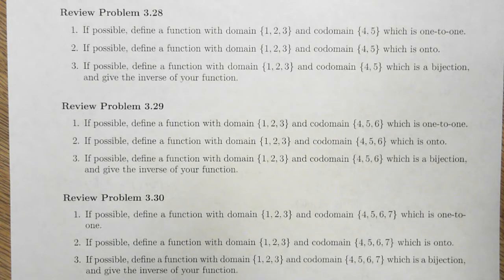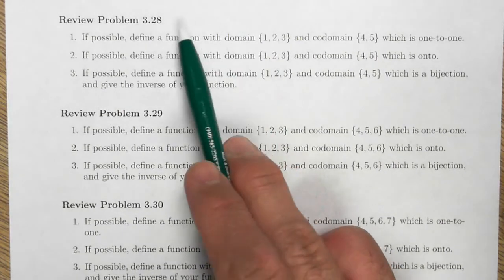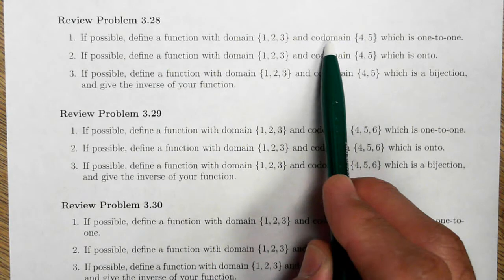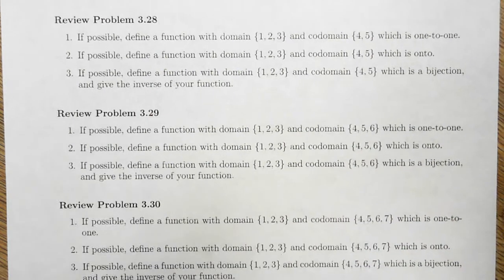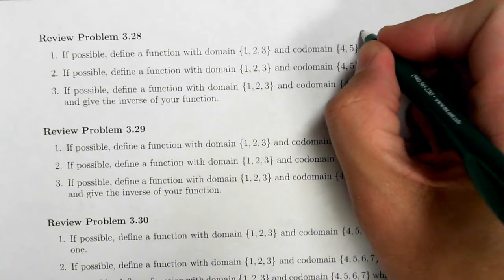Okay, in this review problem, we're going to go over the definitions of one-to-one, onto, and bijection. First off, problem number 28. Define a function with domain 1, 2, and 3 and codomain 4 and 5, which is one-to-one. That is impossible. So this one is impossible.